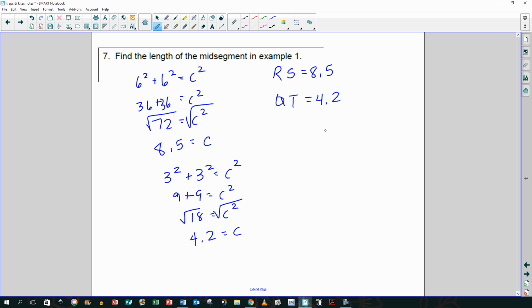Yes. So base 1 plus base 2 divided by 2 equals the mid-segment. So that's 12.7 divided by 2. So it's like 6.35, I think. Is that what it is? Double check. So that means that your mid-segment is 6.35.